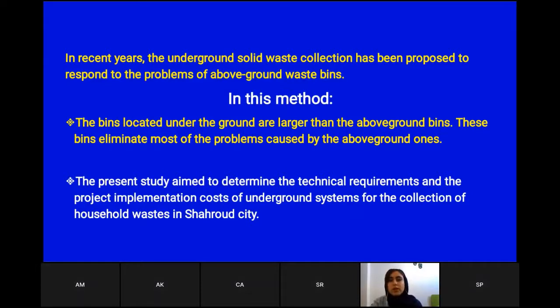In recent years, underground solid waste collection has been proposed to respond to the problems of above ground bins. In this method, the bins located under the ground are larger than above ground bins, and they will eliminate most of the problems caused by the above ground ones.